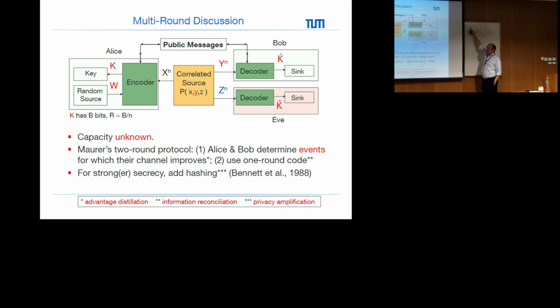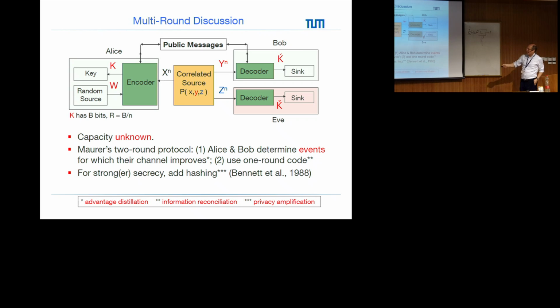What you do, Alice and Bob send stuff to each other. This creates a new statistical situation conditioned on some sub-events that may or may not have happened, and then the overall channel gets better. Okay, I'll give you an example of that. And after you create, so you're just sending stuff to each other to create a new model, and then on that new model you do one round communication. Okay, that's the whole approach.